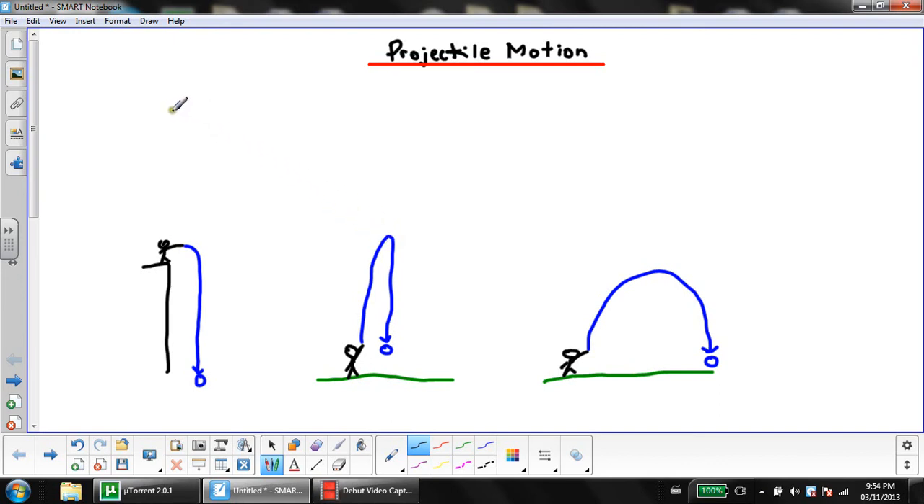Alright, we're going to talk about projectile motion. And let's start off with a definition. Projectile motion is an object that only has one force acting on it, and that is gravity.